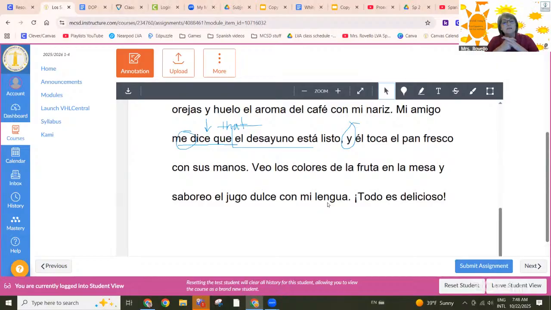And I taste the sweet juice with my tongue. So we're talking about our senses here, remember? So I see the colors of the fruit on the table, and I taste the sweet juice with my tongue. Todo es delicioso. What is that? Everything is delicious. Okay, make sure you've got something typed in there and submit, por favor.